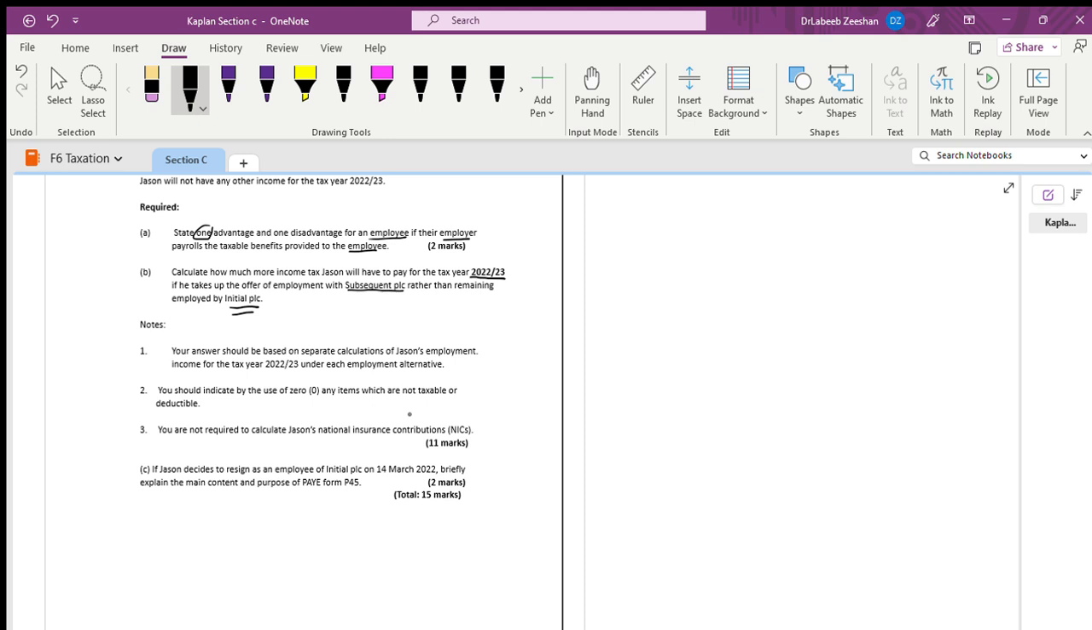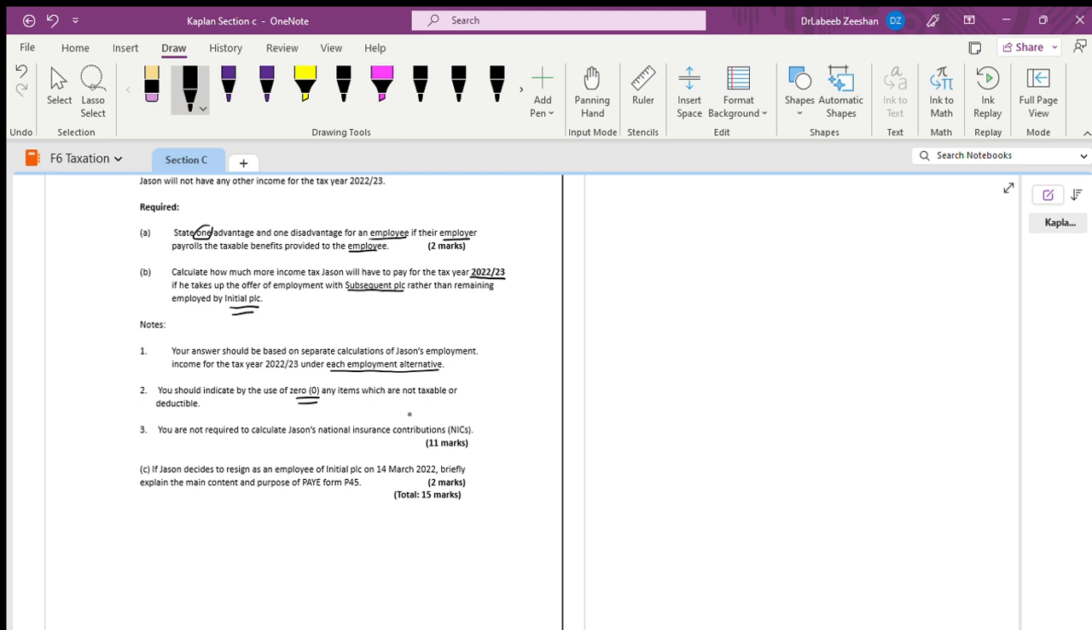Your answer should be based on a separate calculation for Jason's employment for the tax year under each employment alternative. Means you have to calculate for Initial PLC as well as for Subsequent PLC. You should indicate by the use of 0 any item. This is very important because even for this there will be marks. Yes, it will be half a mark, 1 mark, but they will be marked.